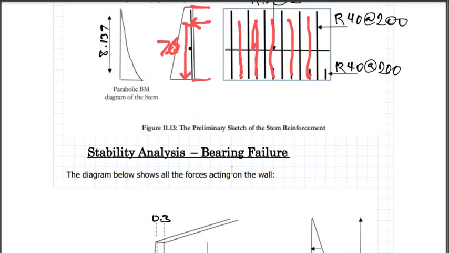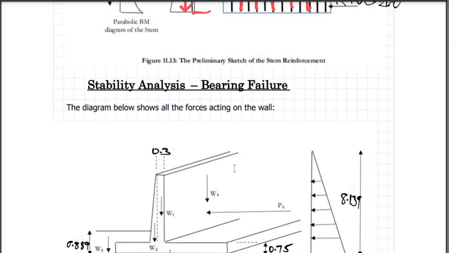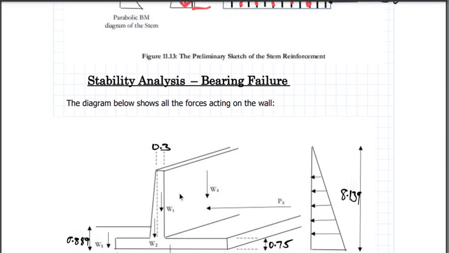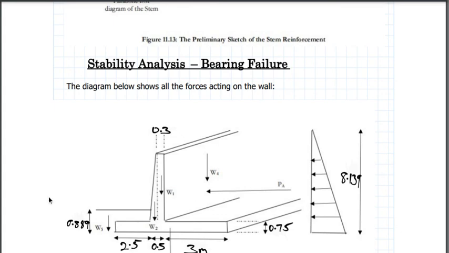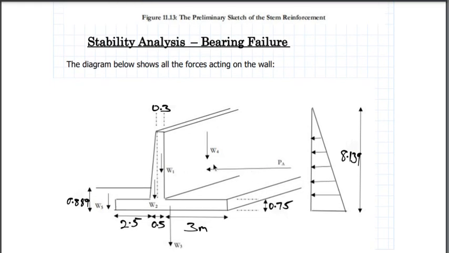This stability analysis means making sure that your retaining structure does not overturn and does not slide away due to the active pressure, because the active pressure here is the most critical load consideration. So this passive pressure is acting like this, and the passive is trying to resist it.